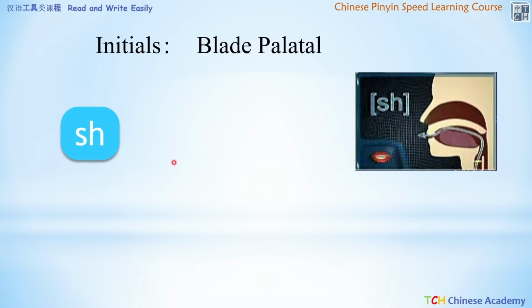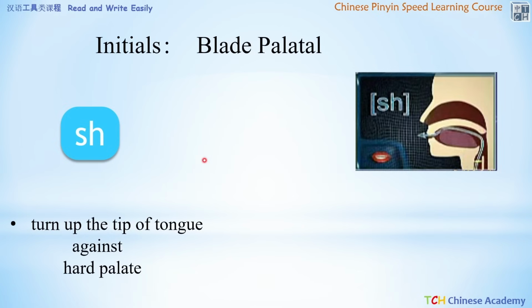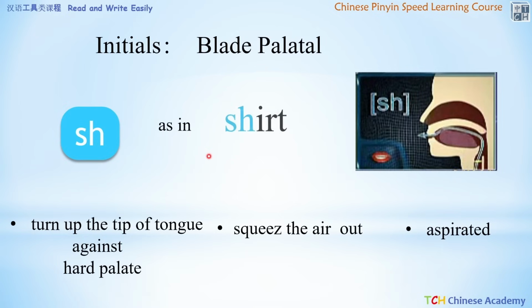And the next blade palatal is sh. Just as with the other two, when we pronounce this sound, we need to turn up the tip of the tongue against the hard palate and then loosen it a bit, but this time squeeze the air out and it is aspirated, just as in the English word shirt. So sh.